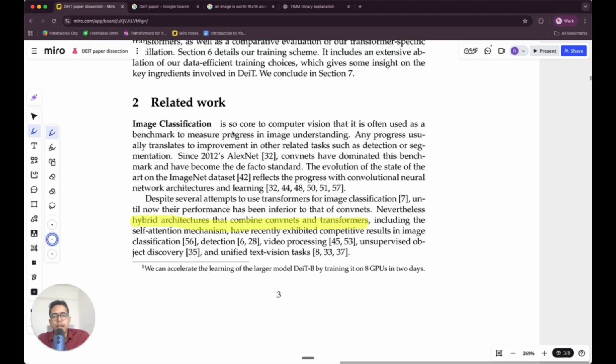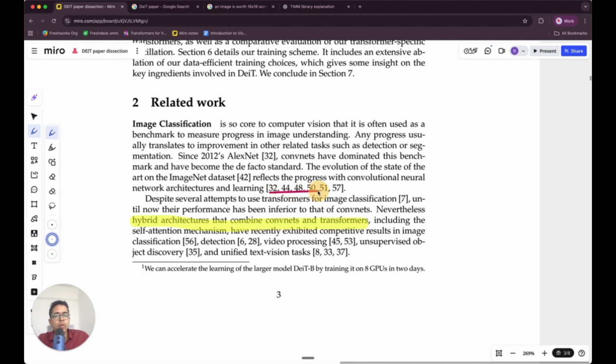Related work. Image classification is so core to computer vision that it is often used as a benchmark to measure progress in image understanding. Any progress usually translates to improvement in other related tasks such as detection or segmentation or tracking. Since 2012's AlexNet, ConvNets have dominated this benchmark and have become the de facto standard, no doubt about it. The evolution of the state of the art on the ImageNet dataset reflects the progress with CNN network architectures and learning. They are citing a lot of papers.